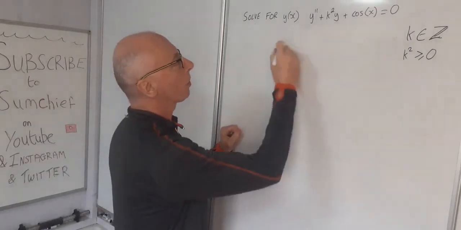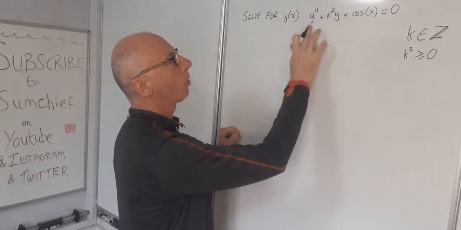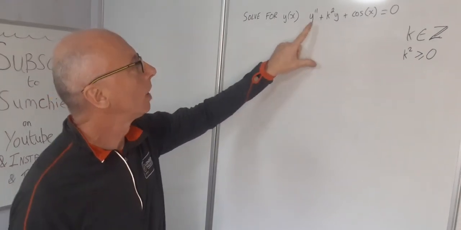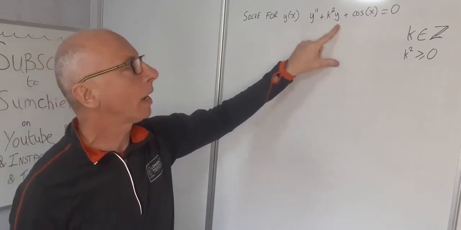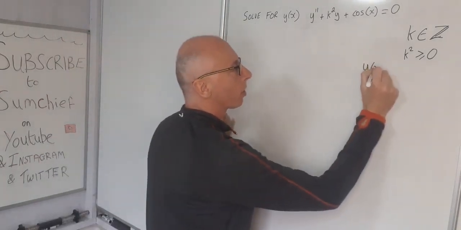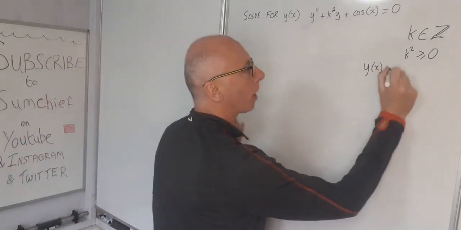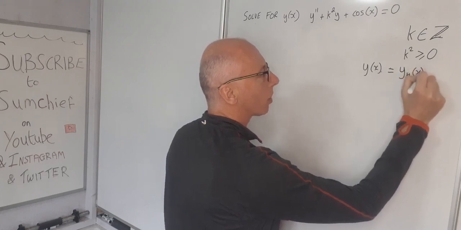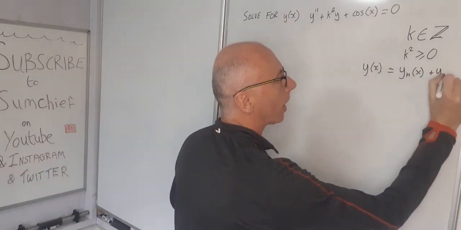Well, first of all, when we've got it in this form, we've got a cosine x, a y and a y double prime. Our x is our independent variable and our y is a function of x. So the y is dependent on x. So what we can do is we can set ourselves up to say our solution y of x will be made up of two parts. It'll be made up of a homogeneous solution for x and a particular solution for x.